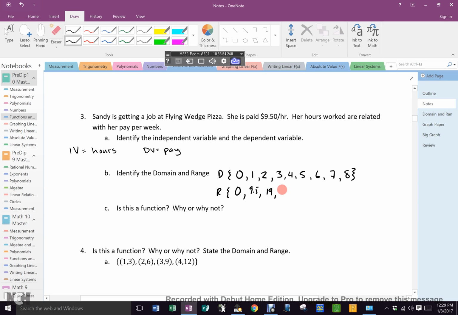$3 hours? $28.50. And so on and so on and so on. Why am I going by 9.5 chunks? Because that's how much you get paid per hour, yeah? Function or not? Function. Why?